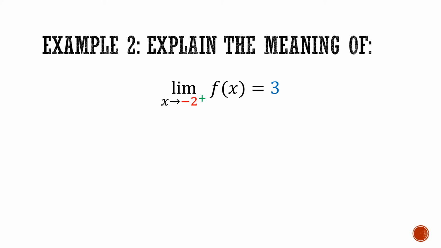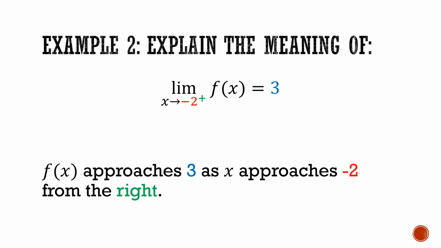All right, so this one looks a little different. We have the limit as x approaches -2 with a little plus sign, f of x equals 3. This is interpreted as f of x approaches 3 as x approaches -2 from the right. Notice specifically this time I'm talking about from the right, and I'm saying from the right because of this little plus sign up here. Anytime you see that little plus sign, that's indicating that we're approaching from the right.